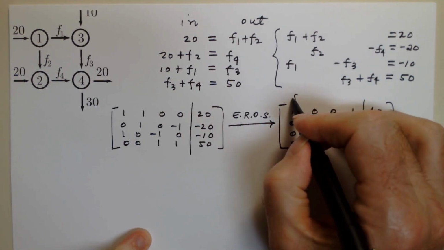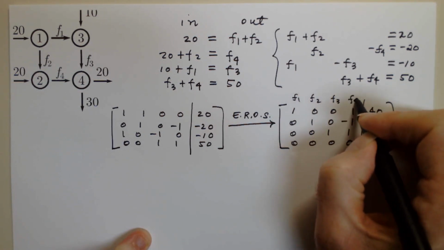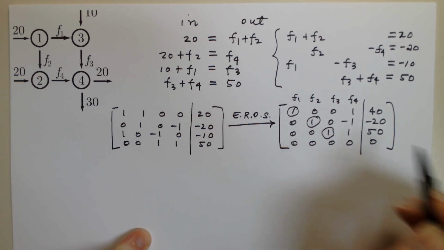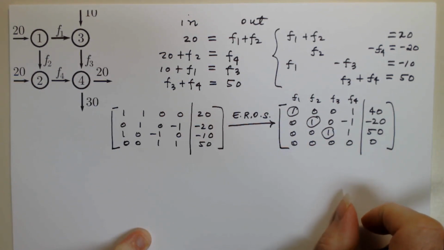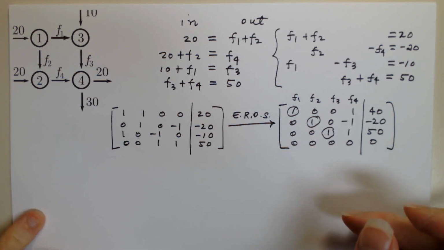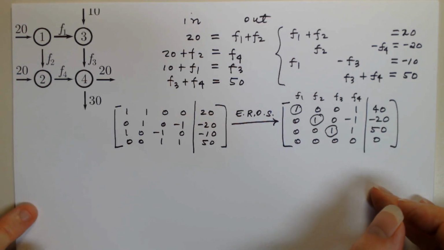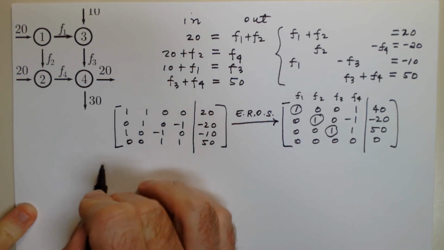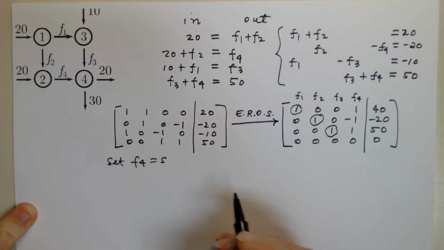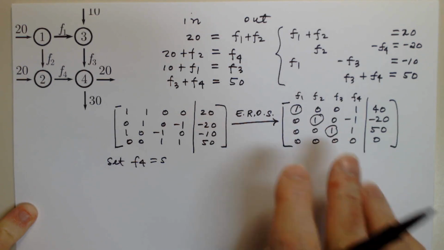So our variables are f1, f2, f3, and f4, and our leading ones correspond to f1, f2, and f3. And so we can see that one interpretation of this is that f4 is a free variable, and so it's not going to have a fixed specified value. So let's set f4 equal to some parameter s, and let's work out the relationships between f1, f2, and f3 to that free variable.